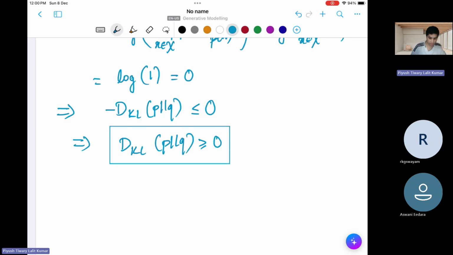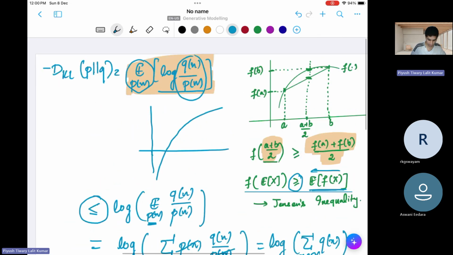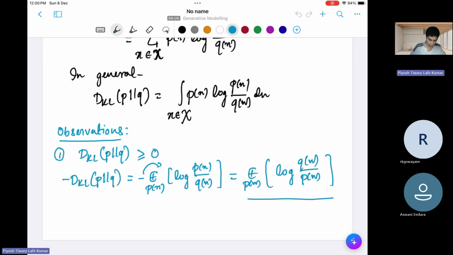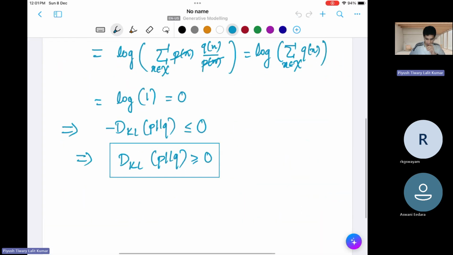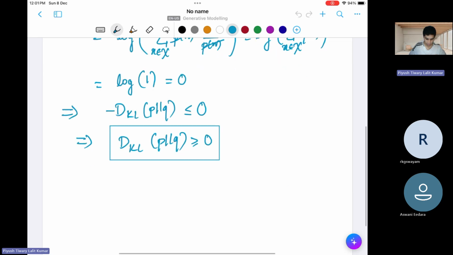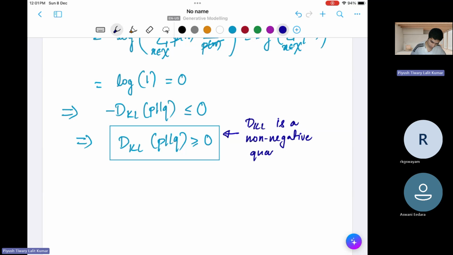So this is what we tried to prove, right? So we have proved that. Okay. So this is one important property, that DKL is a non-negative quantity. So it can never be negative.